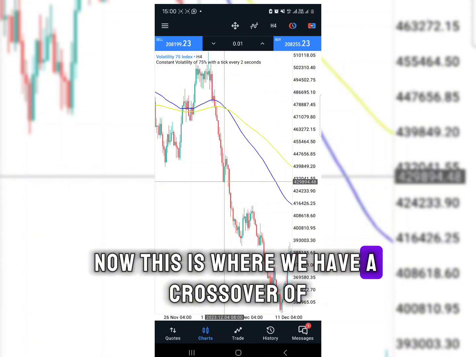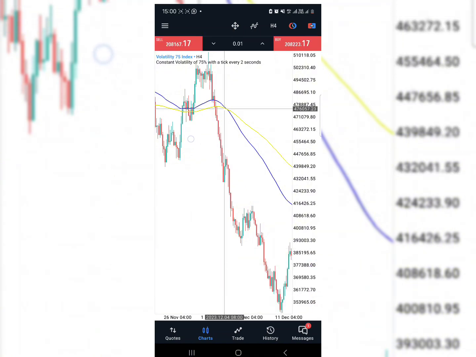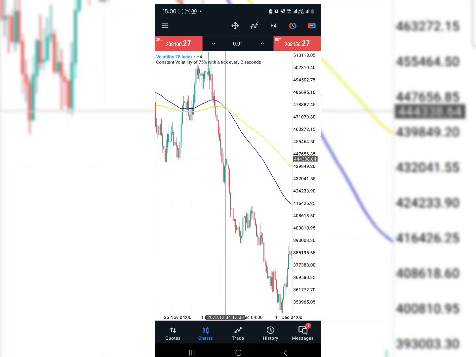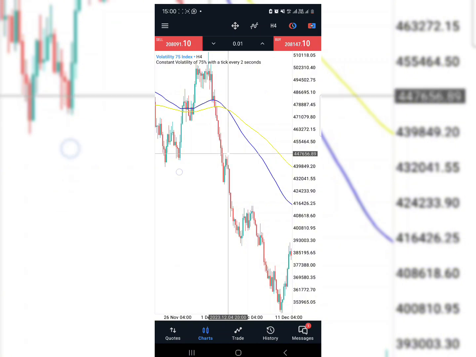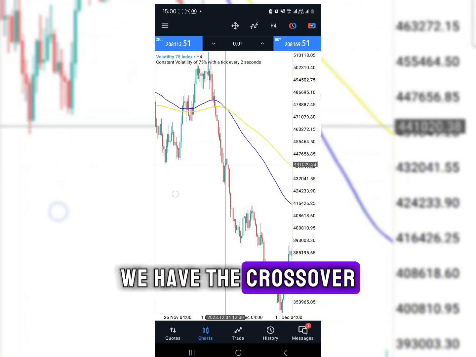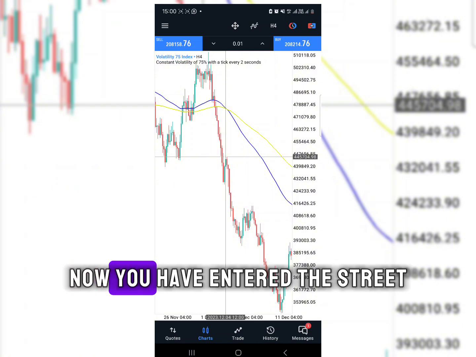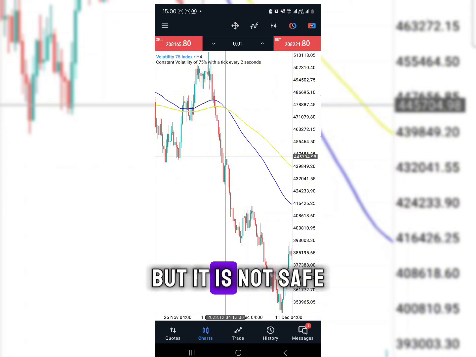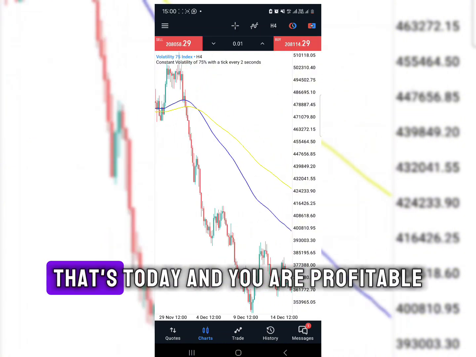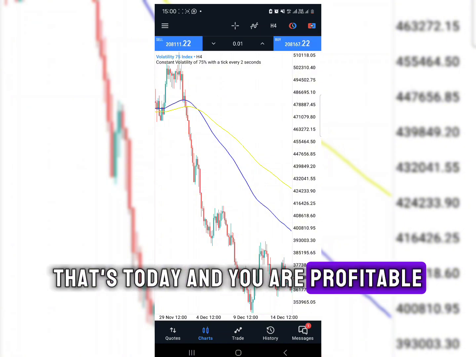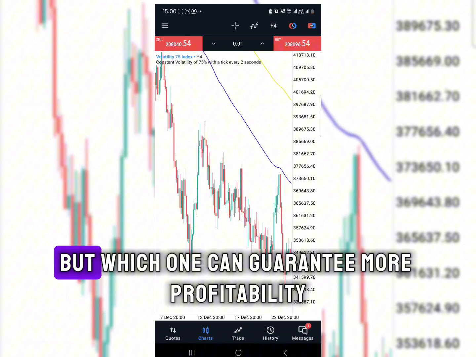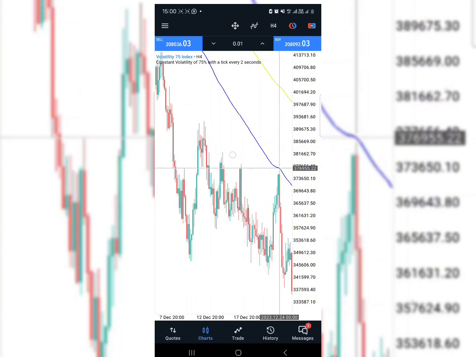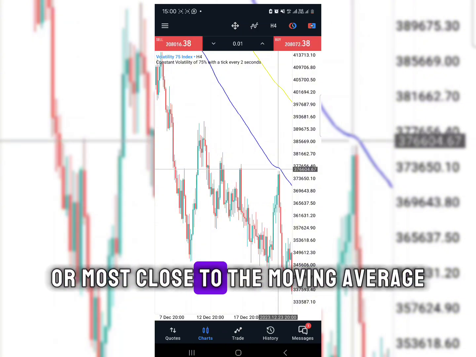Now, this is where we have a crossover of the moving average here. We have the crossover here. You can see we have the crossover here. Now, if you have entered this trade, you can see it was profitable, but it is not safe. If you enter that today and you are profitable, it does not mean tomorrow you will be profitable. But which one can guarantee more profitability? Waiting for the market to come and touch the moving average or move close to the moving average.